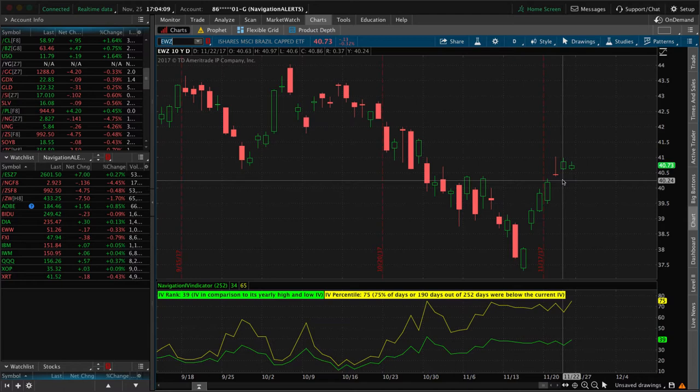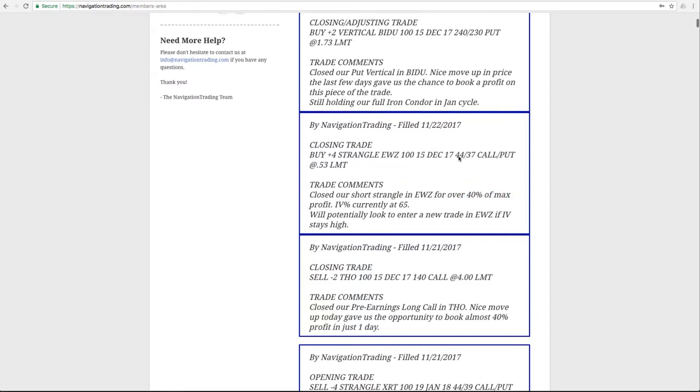So we'll look to probably put on a short strangle or straddle in EWZ early next week, assuming this implied volatility stays nice and high for us. EWZ has been a great trading vehicle for us this year. So we'll go back to the well and try to squeeze some more profit out of it.